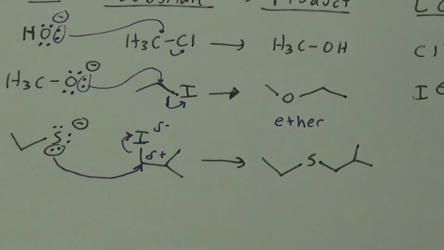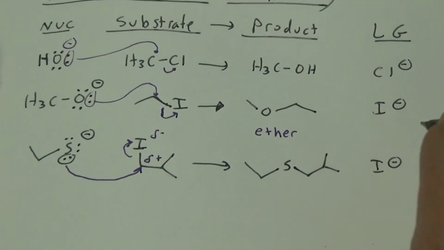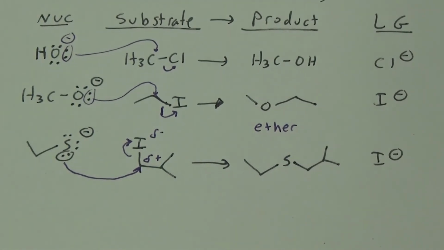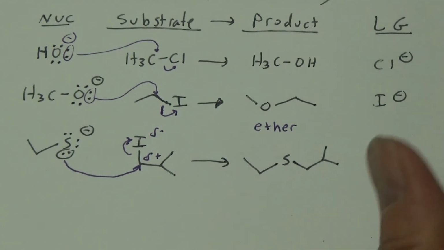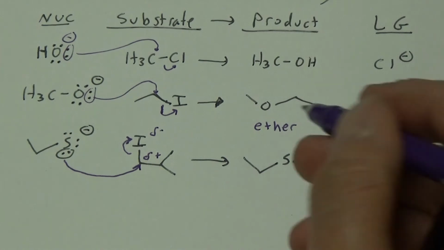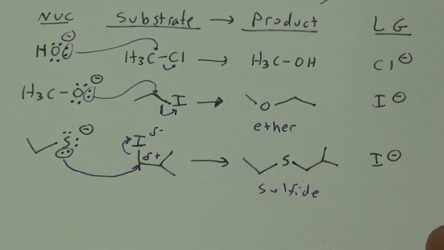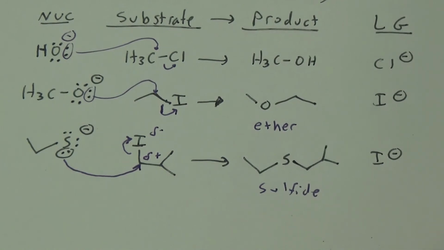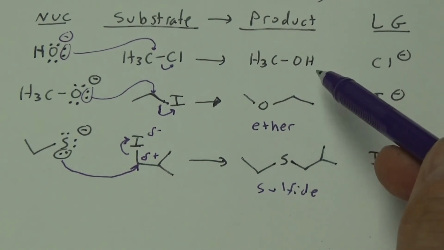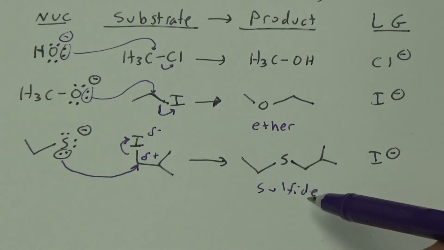What's the leaving group? I minus. What functional group did we just create? It looks like an ether, but it's got sulfur. What's it called? It's a sulfide. So in 2 minutes we just learned how to make alcohols, ethers, and sulfides through nucleophilic substitution. Let's see what other things we can create.